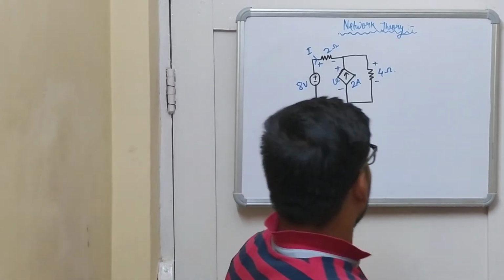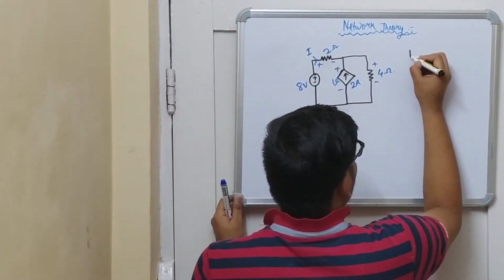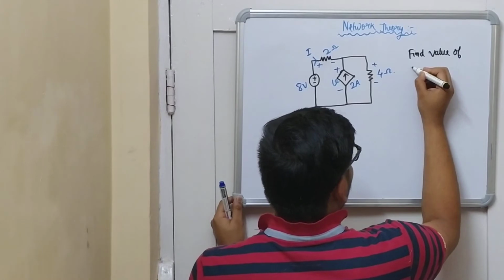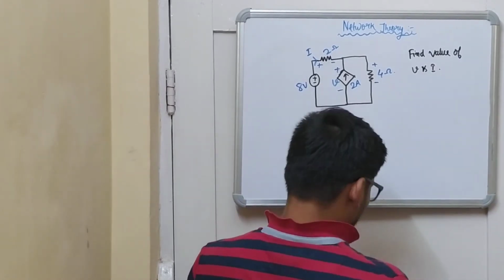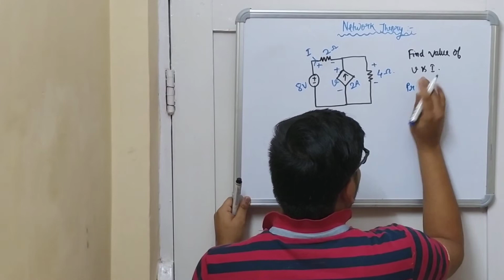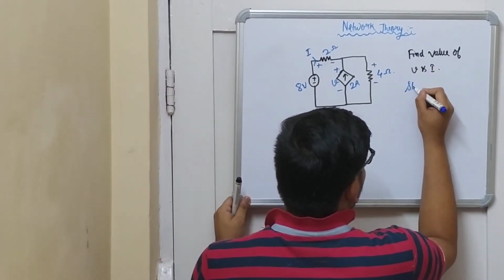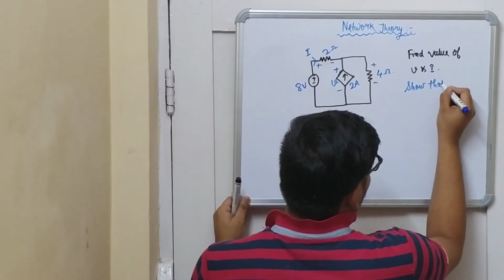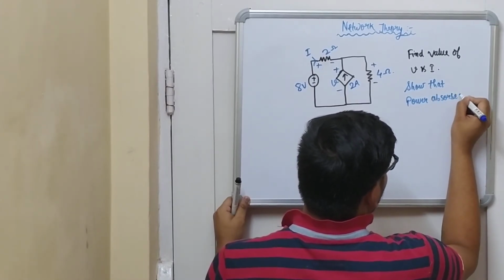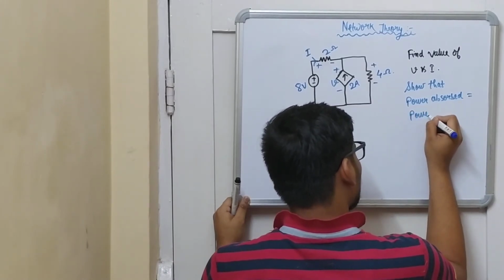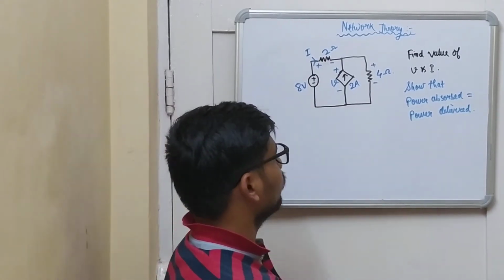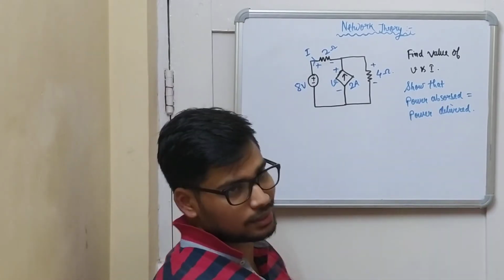Fine. Now the question is: find the value of V and I. This is the first part, and the second part is that show that power absorbed by the circuit is equal to power delivered.